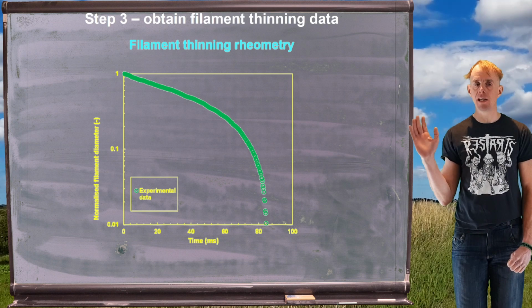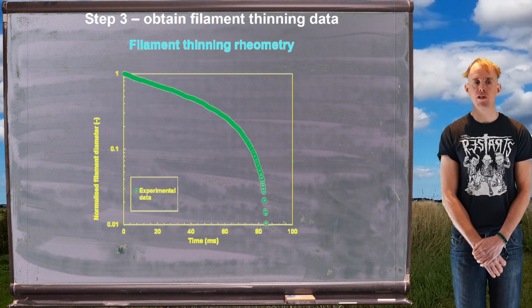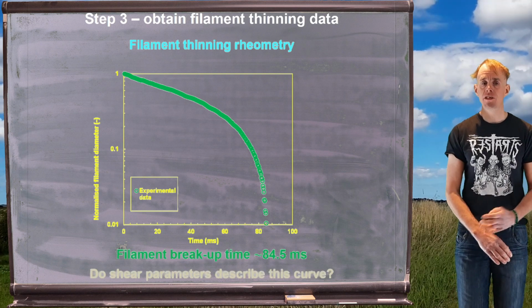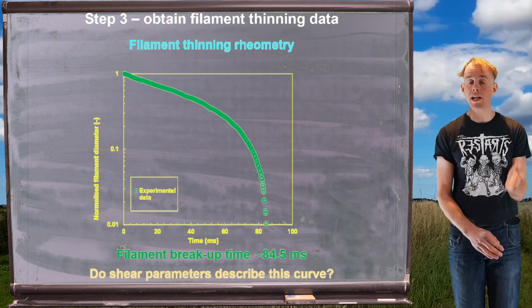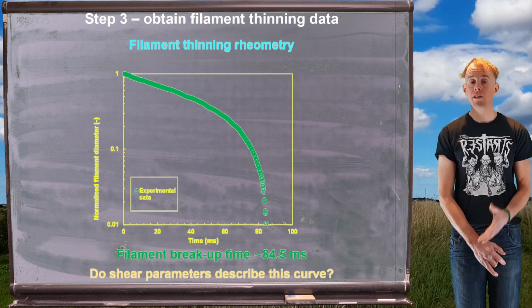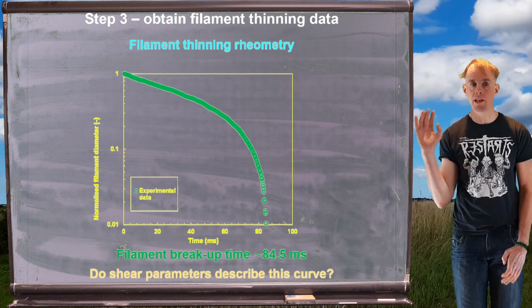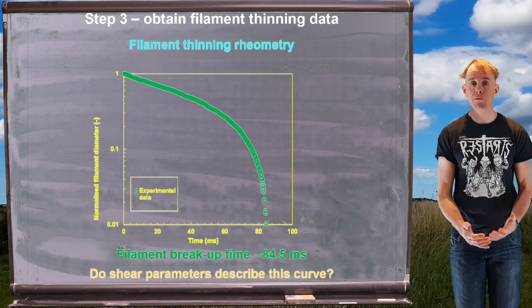And what we can see here is a really nice filament diameter decay as a function of time. If we look for a characteristic time scale, we can see that the filament breakup time, i.e. where the filament diameter will tend to basically zero, is going to be around 84.5 milliseconds. We can just see that intersection there on the x-axis. So we have some filament thinning data.